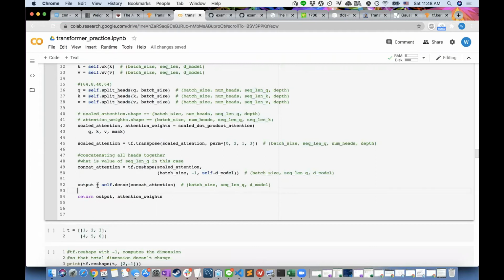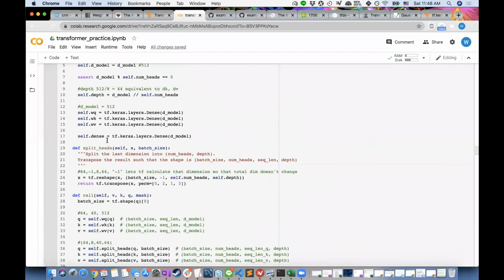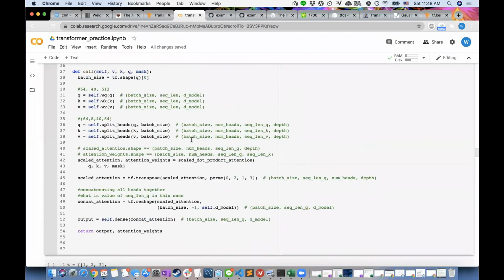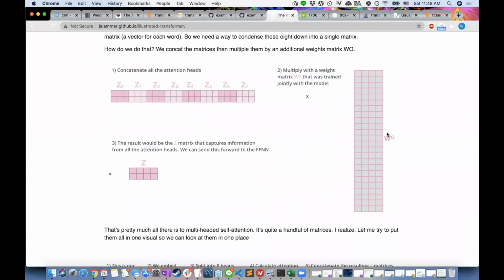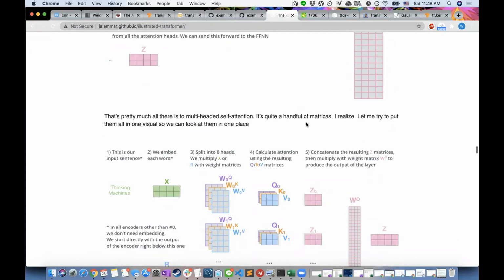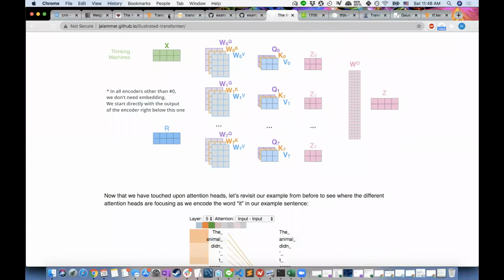Then you finally pass in another self.dense. You have another dense layer, and this is the WO, right? This is the self.dense. So eventually, after you concatenated that, you have another linear layer. Then you pass in this X, which is WO, which is self.dense, and you get your final output. Okay.